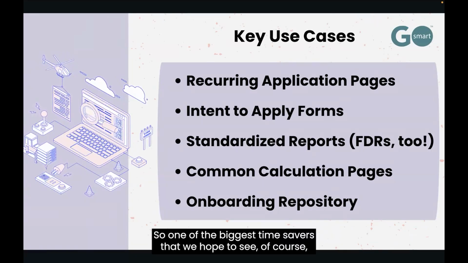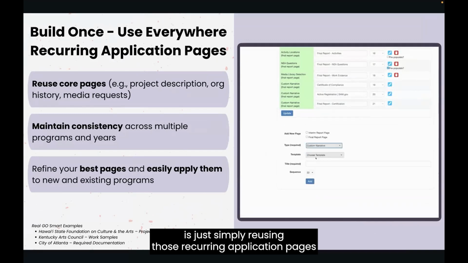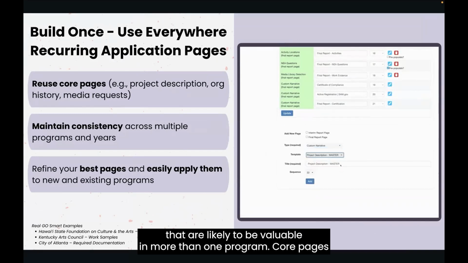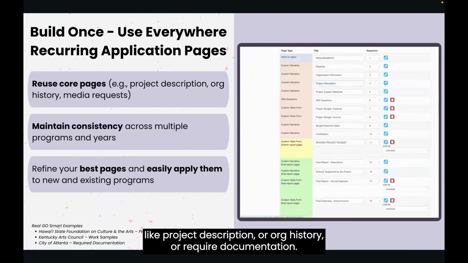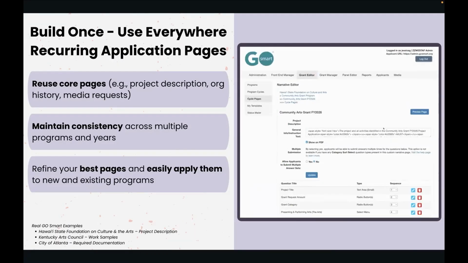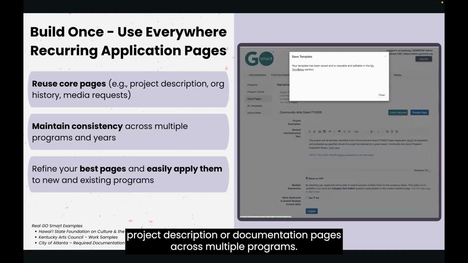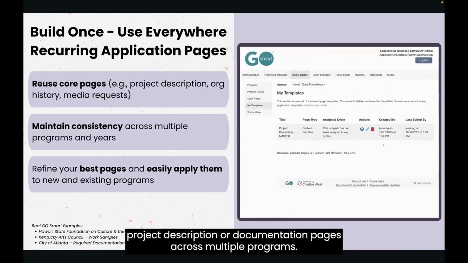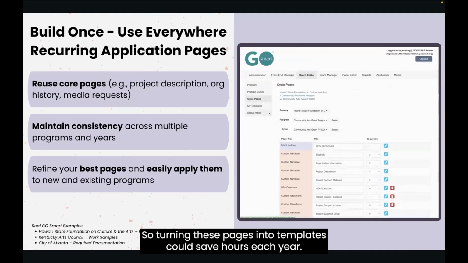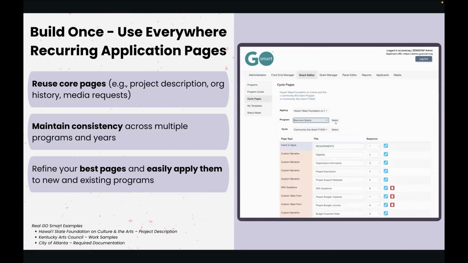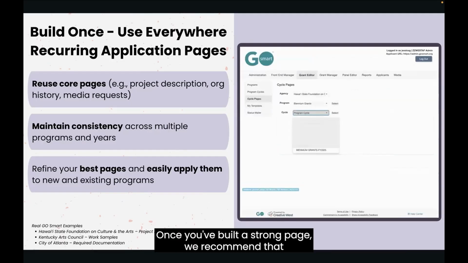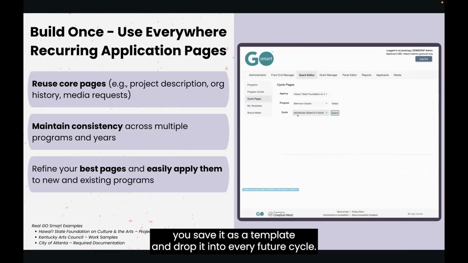Totally. So one of the biggest time savers that we hope to see is simply reusing those recurring application pages that are likely to be valuable in more than one program. Core pages like project description, org history, or required documentation. So for instance, some of our larger users, like our state arts agencies like Hawaii and Kentucky, reuse project description or documentation pages across multiple programs. So turning these pages into templates could save hours each year. Once you've built a strong page, we'd recommend that you save it as a template and drop it into every future cycle.